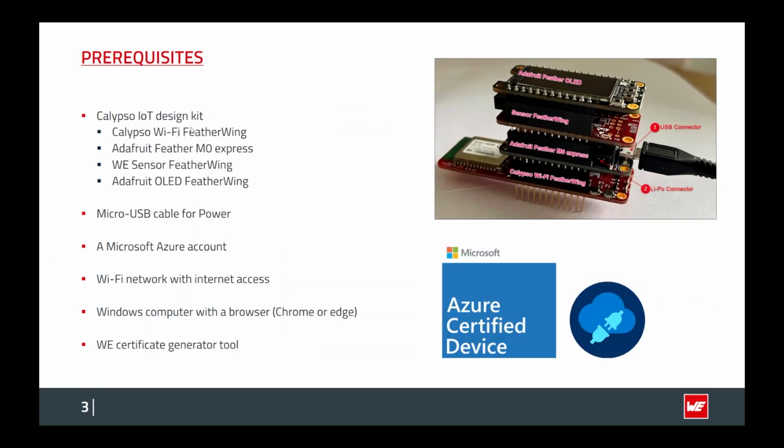Before we get started, let's go through the list of things that are necessary to go through this example. First, we require the Calypso IoT Design Kit, which consists of 4 different development boards. The Calypso Wi-Fi FeatherWing, which provides secure connectivity to the cloud. The Adafruit Feather M0 Express, which acts as the microcontroller board. The sensor FeatherWing, which consists of various sensors that are used to generate data in this case, as well as a OLED feather display from Adafruit.